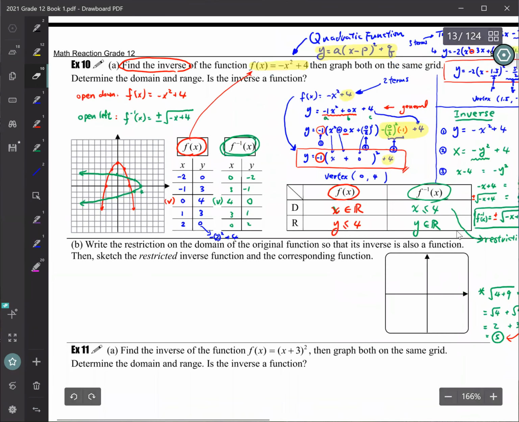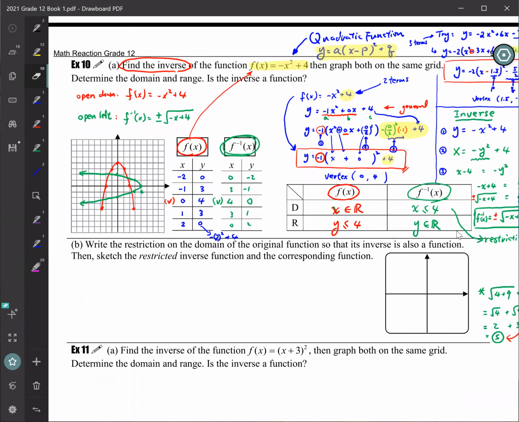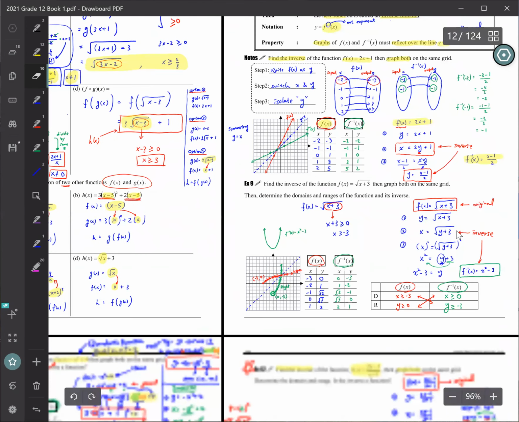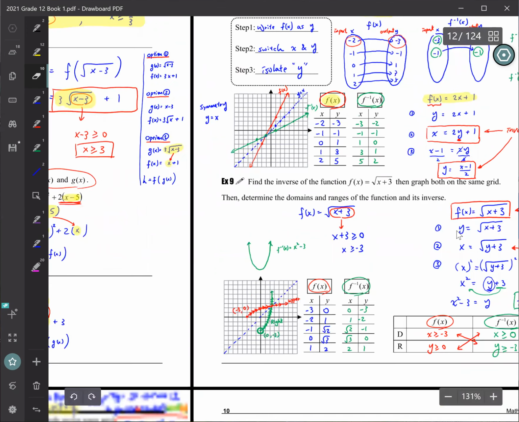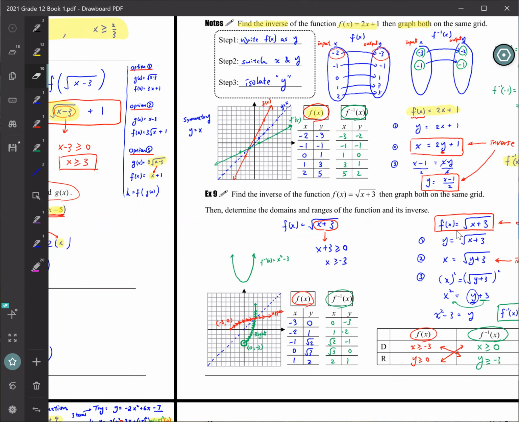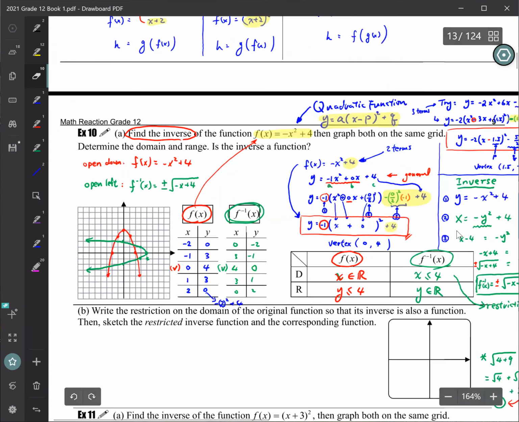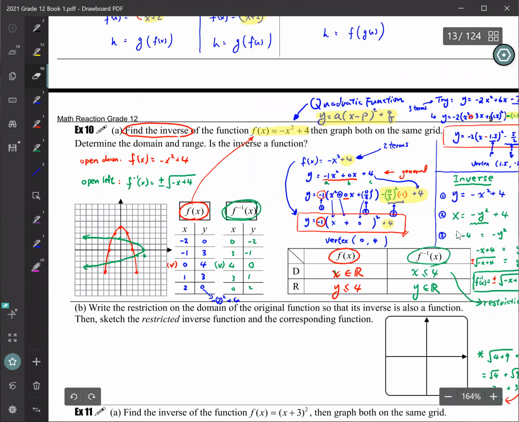Okay, so before the break, we talked about how to get the inverse function of a problem, right? Because last week, we only talked about radicals and the straight lines. And then there's one more part at the end here. We didn't do it yet. It's asking, other than domain and range, it's also asking if the inverse is a function or not.